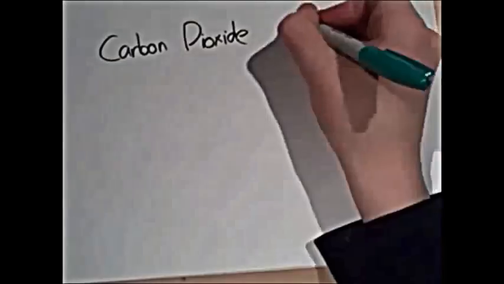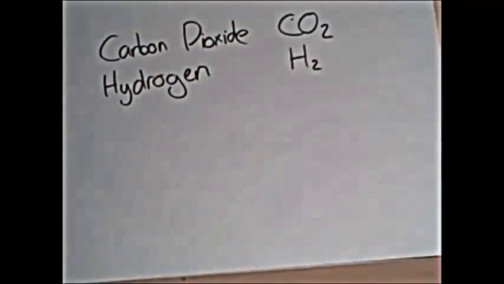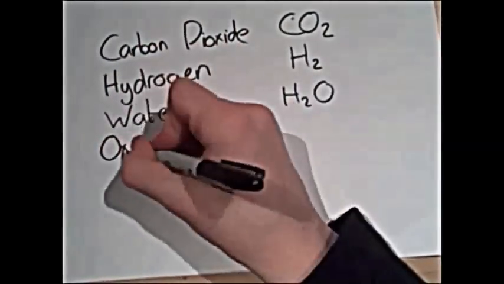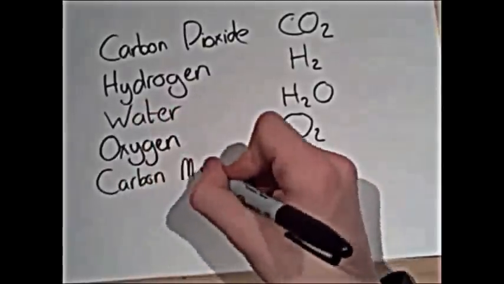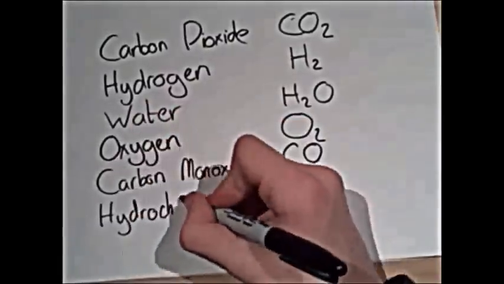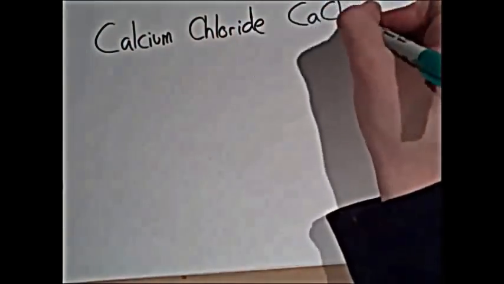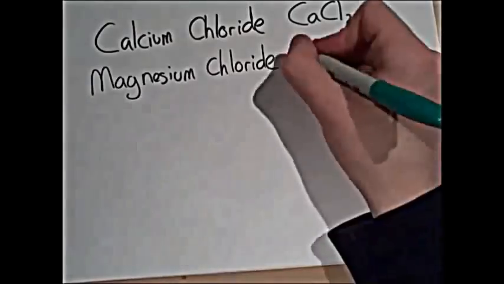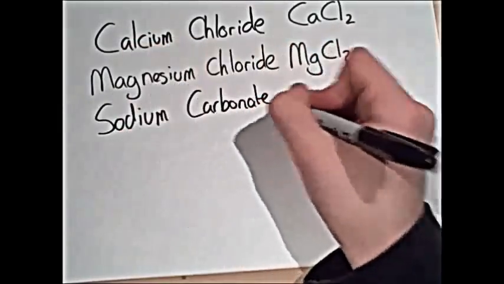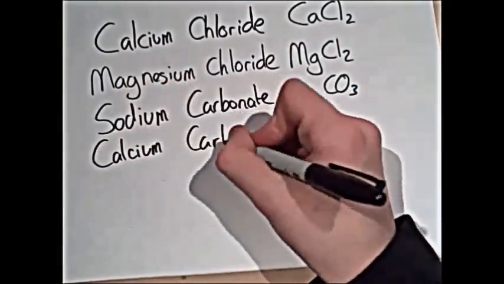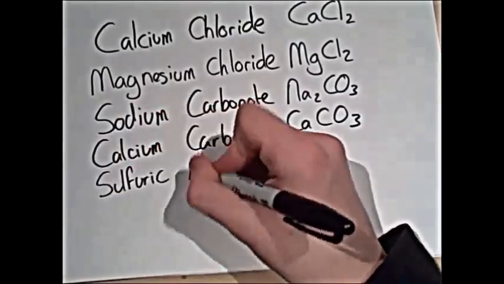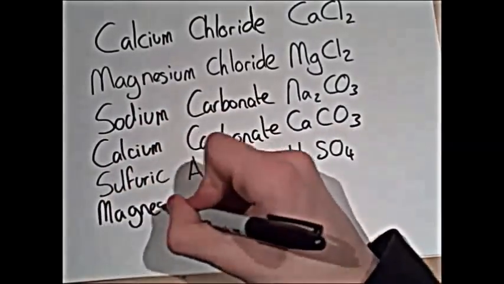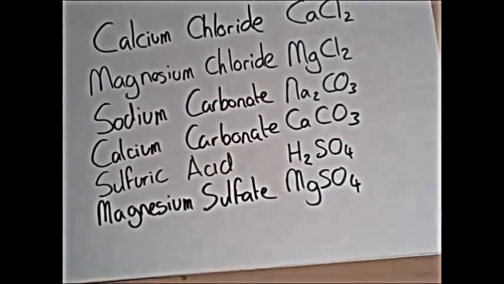There are some molecular formulas that everyone should know just to make chemistry easier. It's carbon dioxide, CO2, hydrogen, H2, water, H2O, oxygen, O2, carbon monoxide, CO, hydrochloric acid, HCl, calcium chloride, CaCl2, magnesium chloride, MgCl2, sodium carbonate, Na2CO3, calcium carbonate, CaCO3, sulfuric acid, H2SO4, magnesium sulfate, MgSO4.